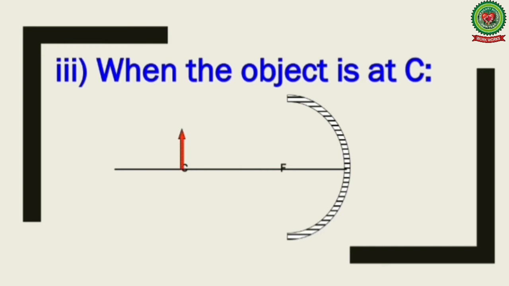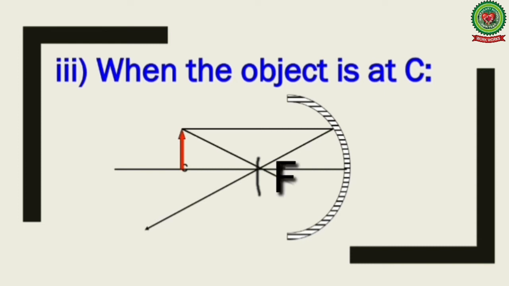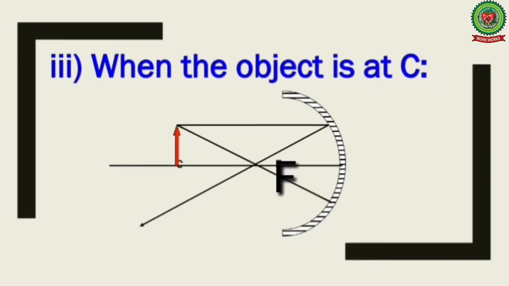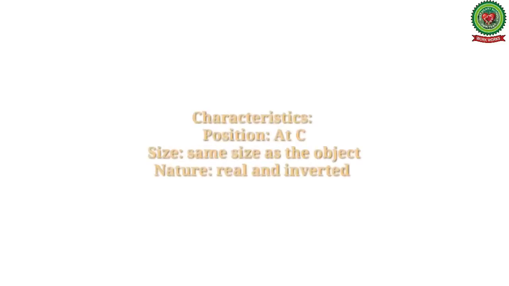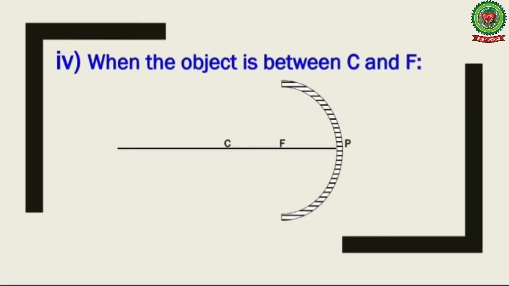Next case is when the object is placed at center of curvature. Students, the ray of light which is parallel to principal axis passes through the focus after reflection. The other ray passing through the focus after reflection emerges parallel to the principal axis. So these rays meet at the center of curvature after reflection. Students, the characteristics of the image: it is real and inverted. Position of the image is at center of curvature and size of the image is same as that of the object.